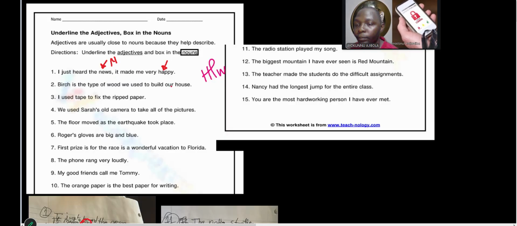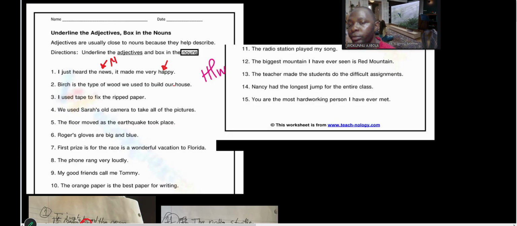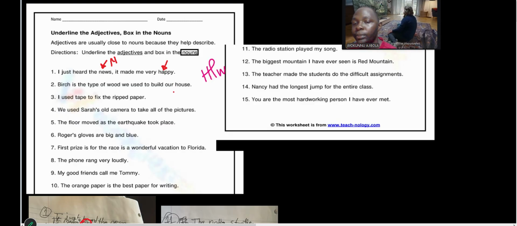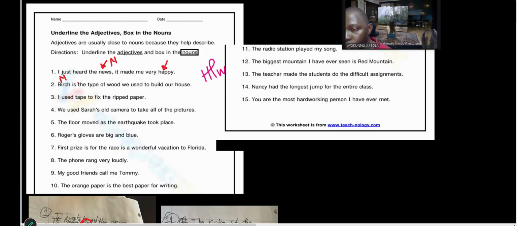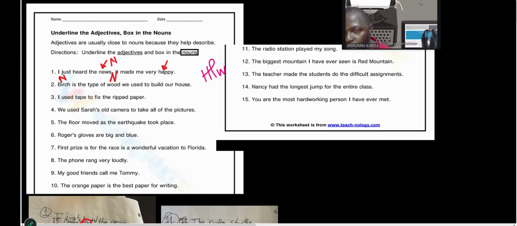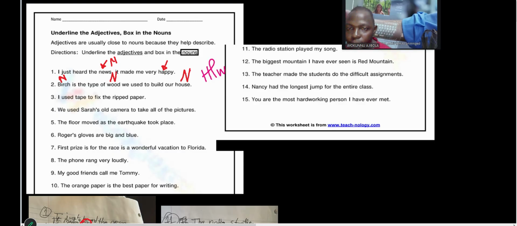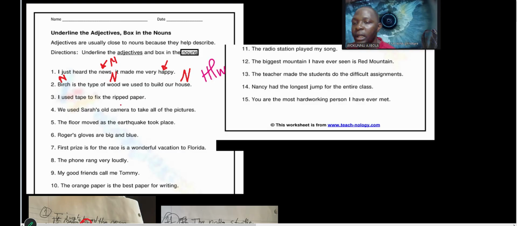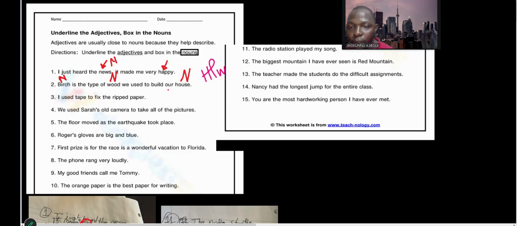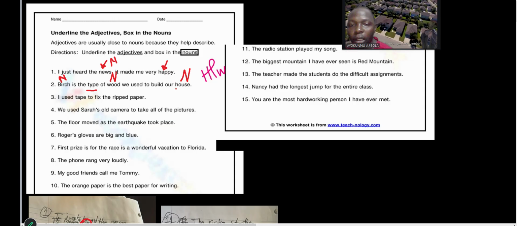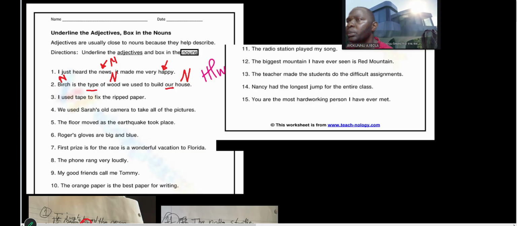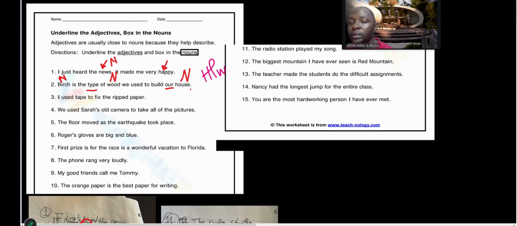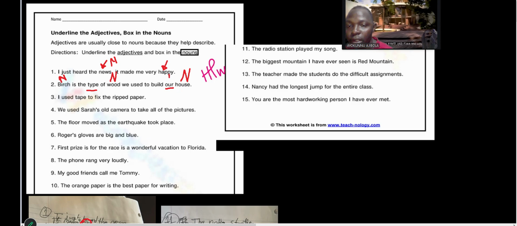Birch is a type of wood that we used to build our house. Now, birch is a noun, okay? Because it's a name you call that wood. Wood is also a noun because it's a name of something. House is also a noun. Now, what is the adjective? Our. Our is a pronoun, a possessive pronoun, but it's acting as an adjective here because it's referring to the house.